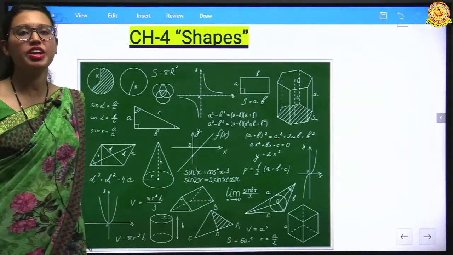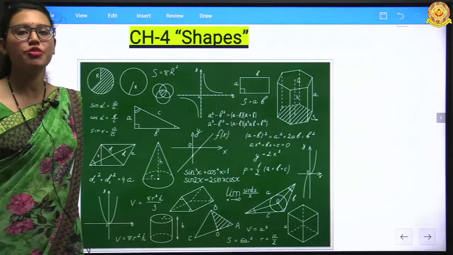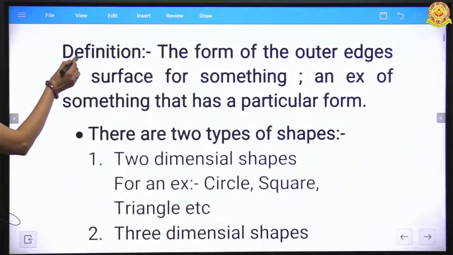As you all know, we read about shapes in our previous class. So let's take a short review about it. What is the shape?